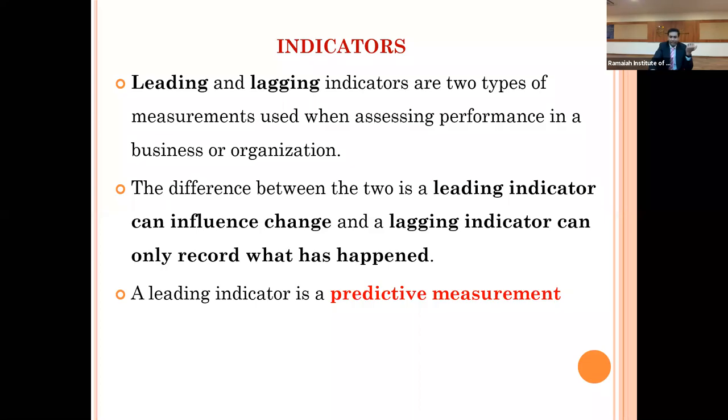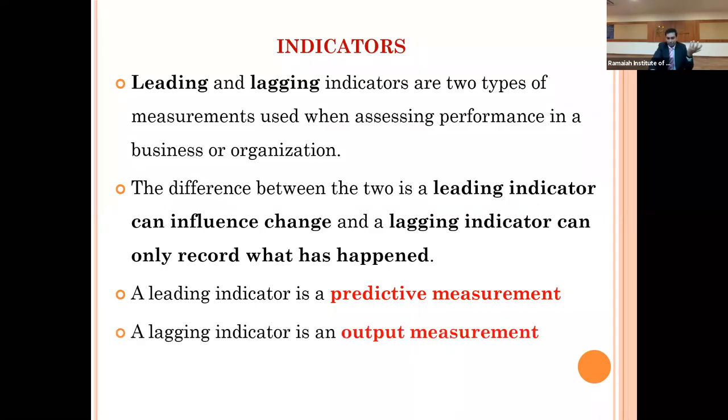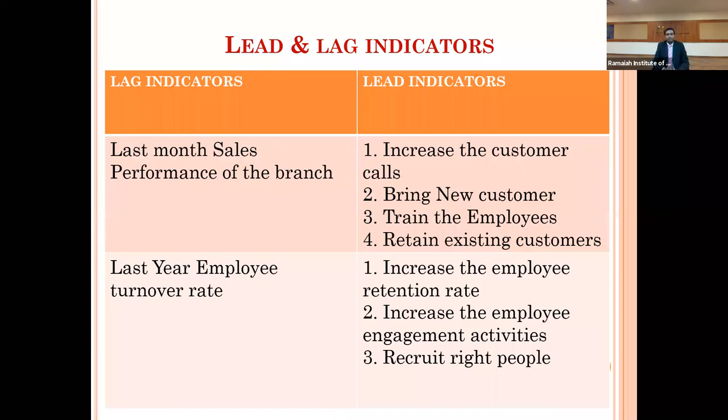I would say a leading indicator is a predictive measurement. A lagging indicator is an output measurement. Just kindly have a look here. Lead and lag indicators, leading and lagging indicators. Lagging indicator: last month's sales performance of the branch.